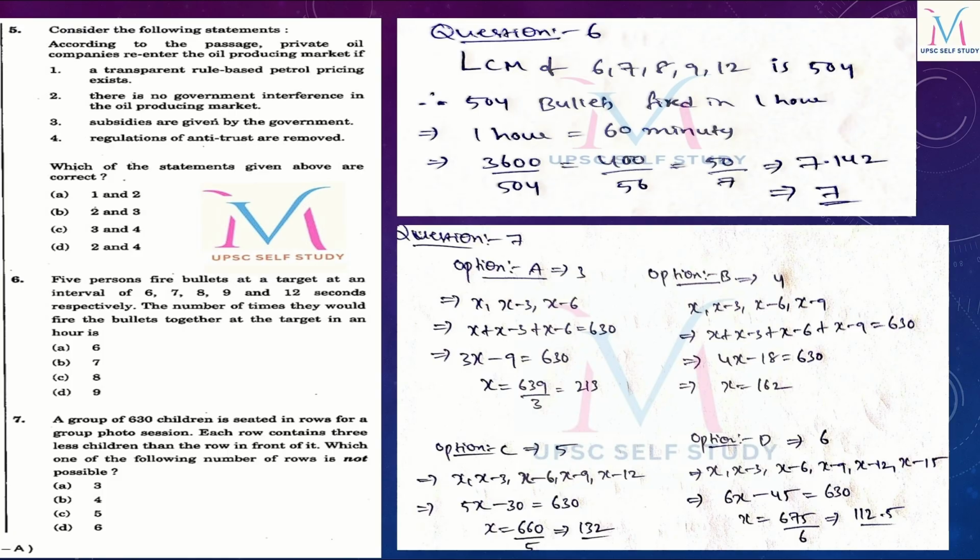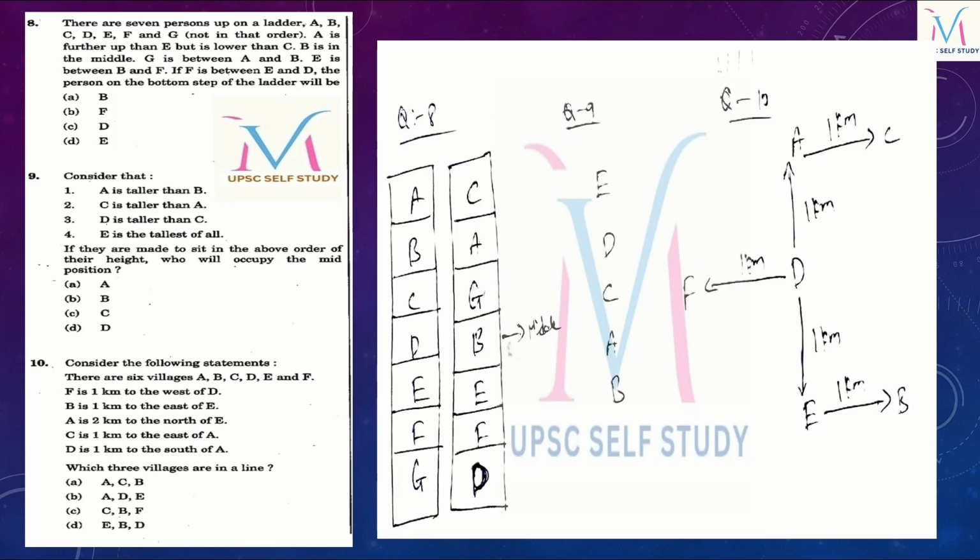In the question, what is it asking? Which one of the following numbers of rows is not possible? Not possible. For this, option D is correct, 112. If they are asked to sit in 6 rows, they cannot sit. So for question number 7, the answer is D. And next, coming to question number 8.